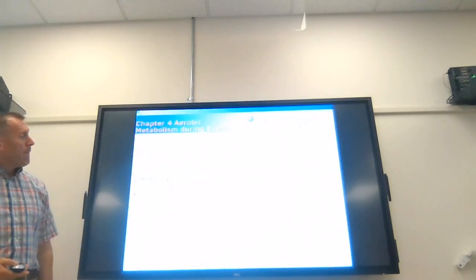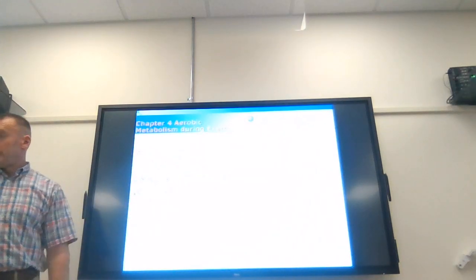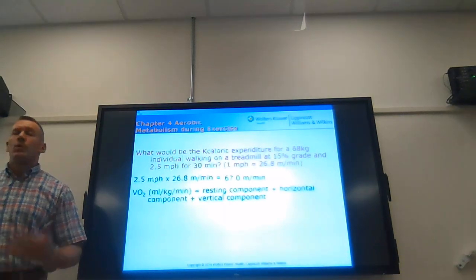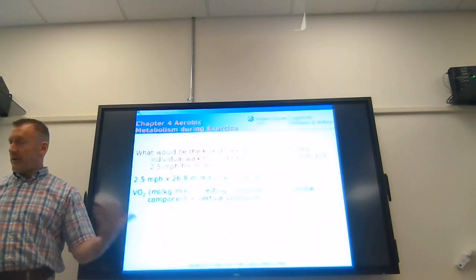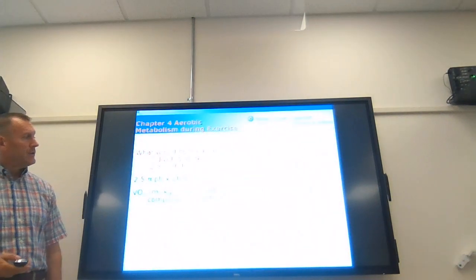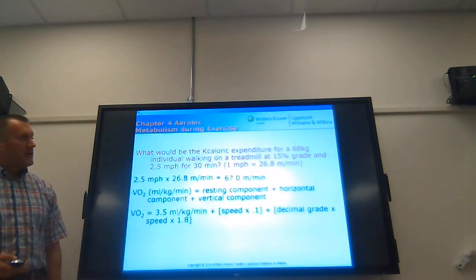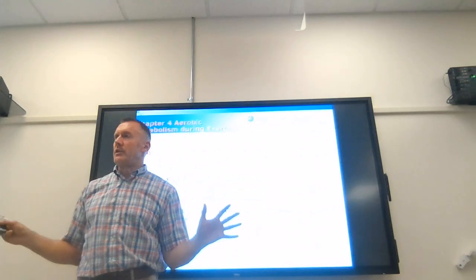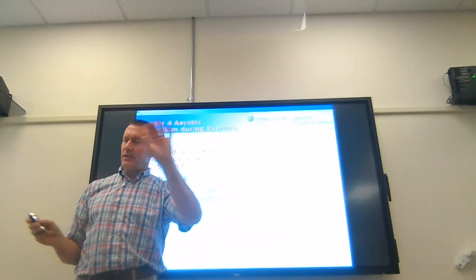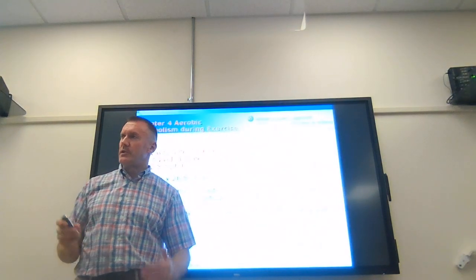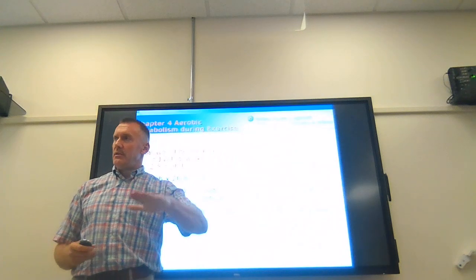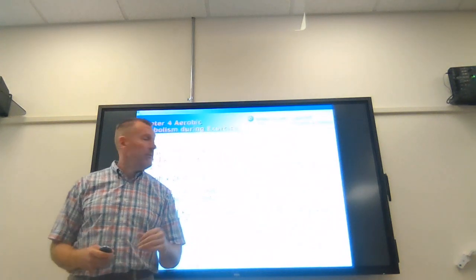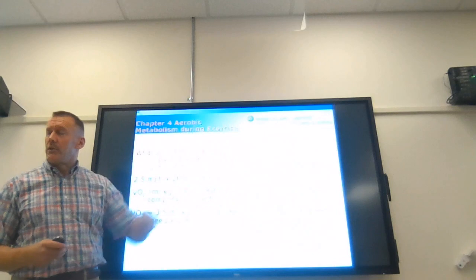Okay, so then here's our equation: resting, horizontal. We do have a vertical in this case, so we have to include it. If it's 0% grade, then you just don't include the vertical. You just include the resting part and the horizontal part. So if you're just running on a flat treadmill with no incline, then you just wouldn't include the vertical part.